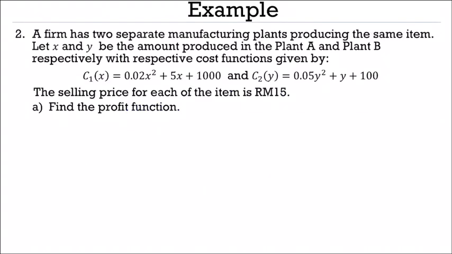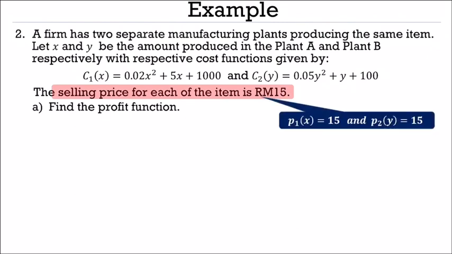Example 2 is, a firm has two separate manufacturing plants producing the same item. Let X and Y be the amount produced in plant A and plant B respectively, with respective cost functions given by C1(X) and C2(Y). The selling price for each item is 15 ringgit. Find the profit function. The selling price for each item means that P1(X) and P2(Y) are both equal to 15.